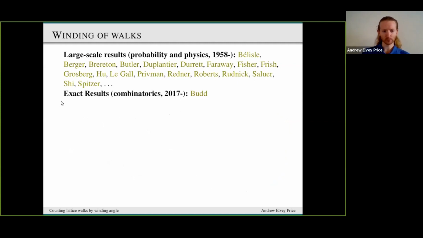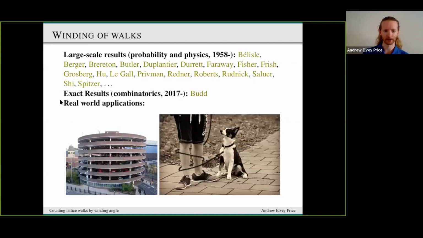I also want to mention a couple of places where it has come up in the real world. For example, they could model a drunk person walking around a corkscrew-shaped car park, such as this. They also do a good job of modeling this situation where a dog's random walk can cause its leash to get wrapped around nearby objects. You can see here that there's even a lattice that the dog is walking on.